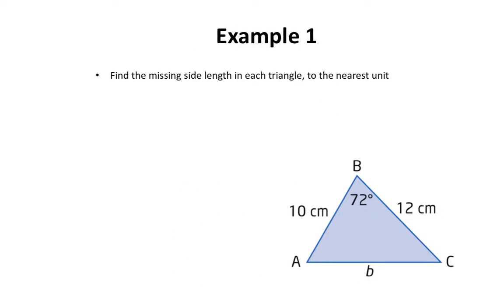In our first example, we want to find the missing side length in each triangle to the nearest unit. If you take a look at the diagram below, I'm trying to figure out side length B. I need three things. This is how I remember: I need the angle directly across it, and I need the two side lengths which are flanking the angle. So I need side length C and side length A. I'm going to go ahead and label these.